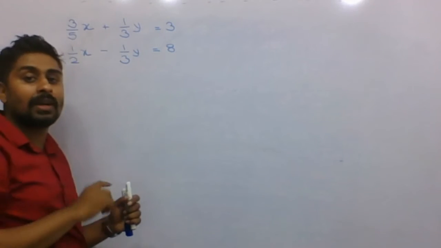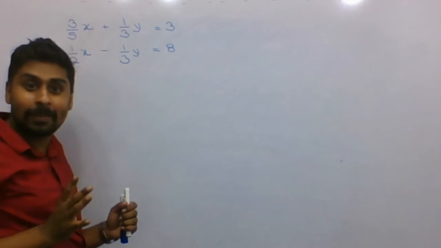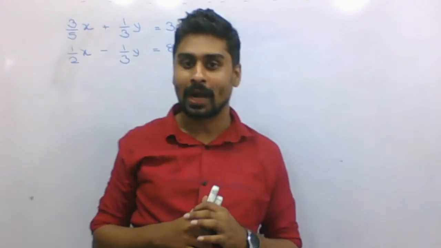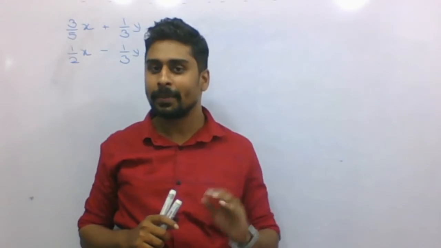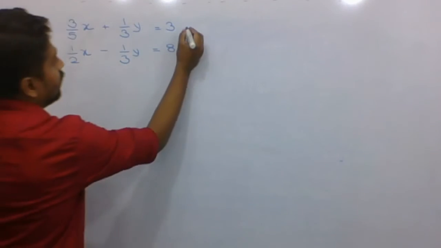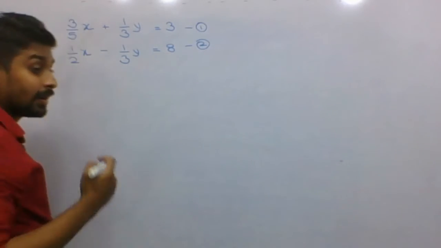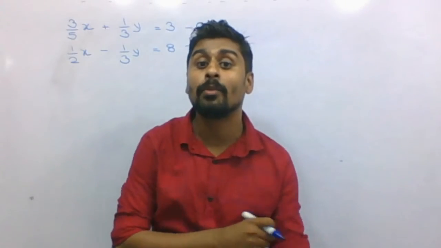But look here. What about the coefficient of y? This is 1 over 3. This is 1 over 3. Same, no? So we can remove y. Let's go ahead with this method. In the next question I will show that we have to do something different. I will name this 1 and this 2. Even though there is x, I can't remove x. Now I have to remove y.